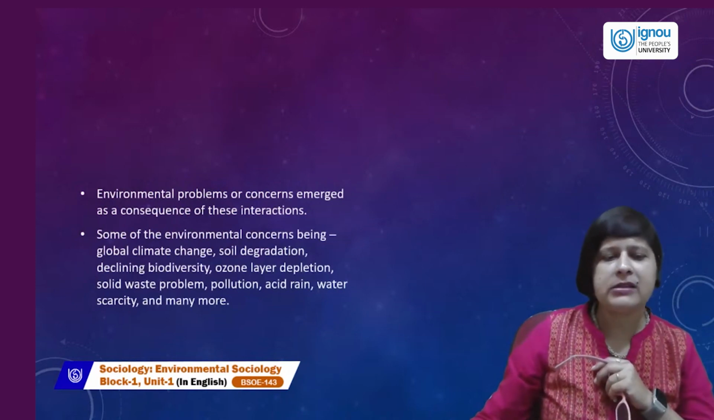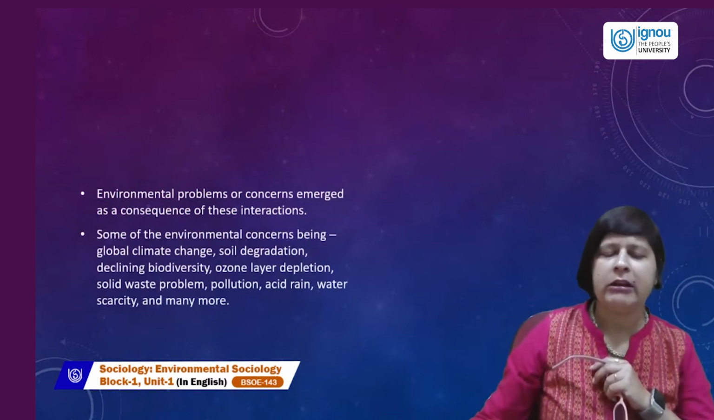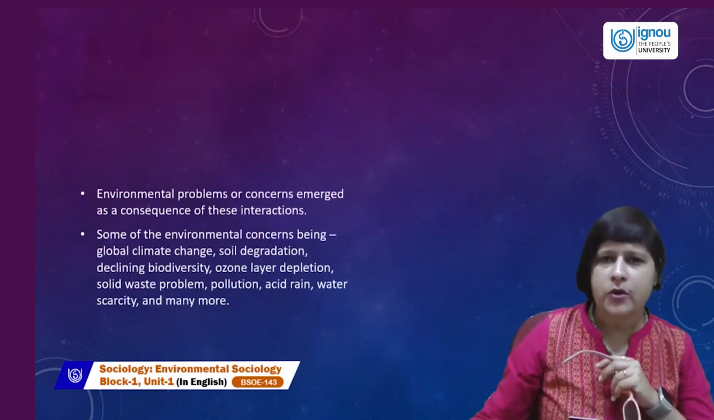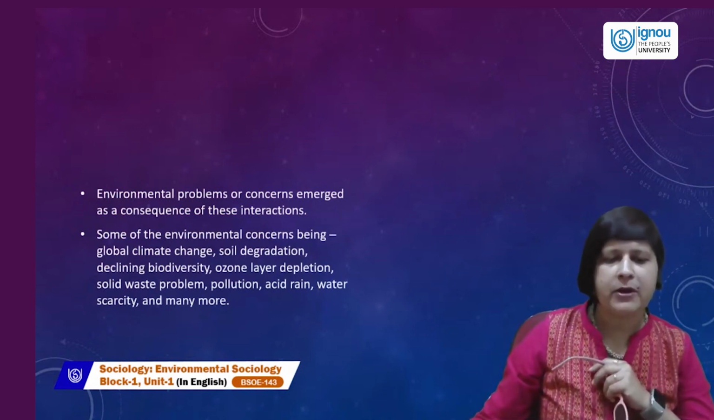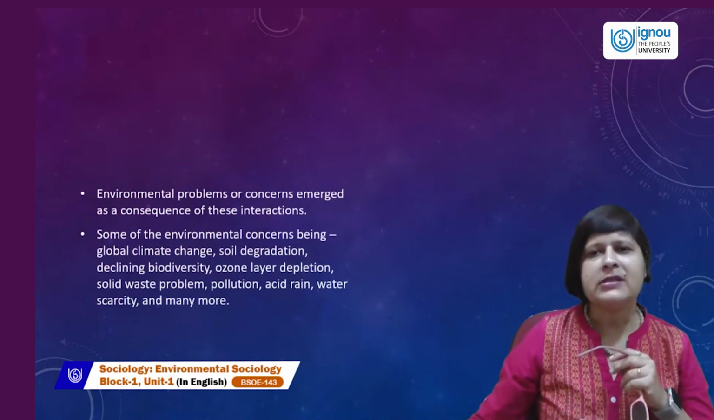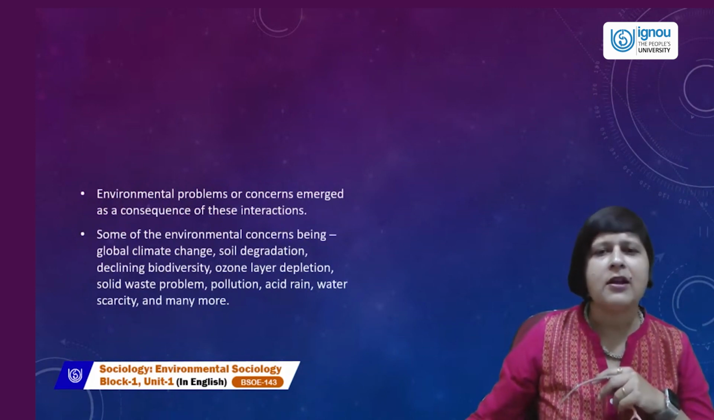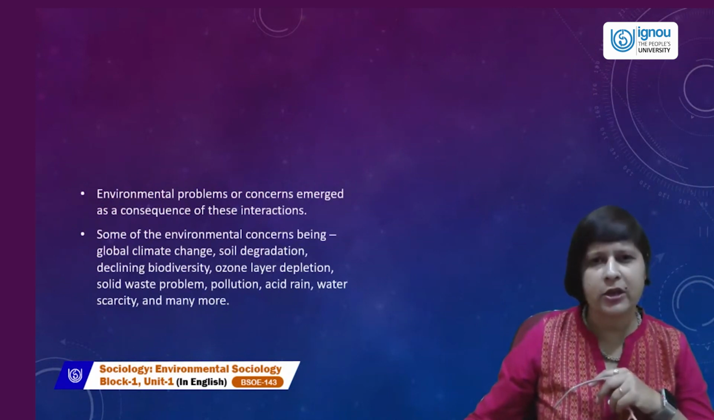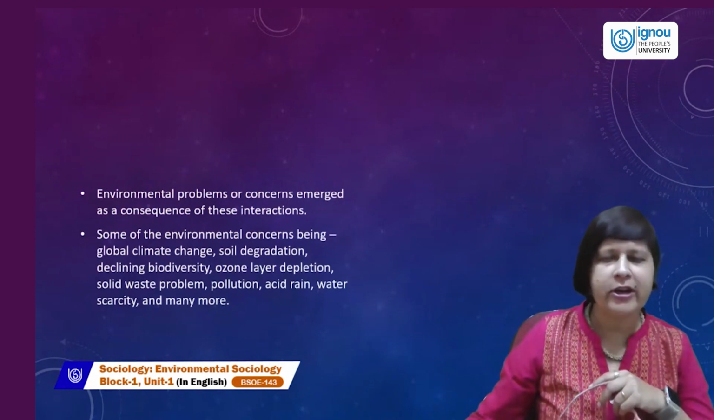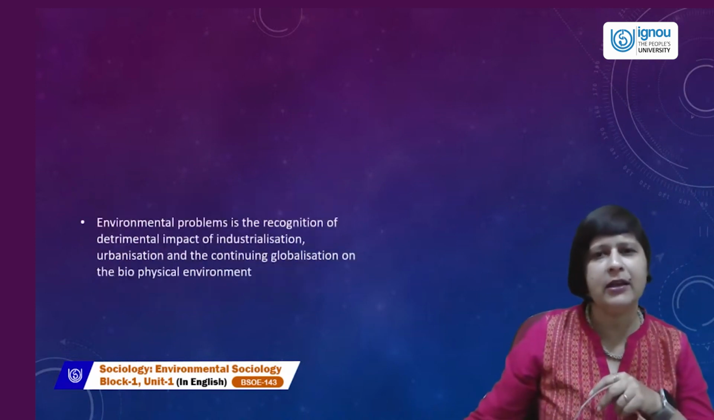Some of the environmental concerns are global climate change, soil degradation, declining biodiversity, ozone layer depletion, solid waste problem, pollution, acid rain, water scarcity, and many more. So this interaction impacts the environment drastically, right? And the consequences result in the form of soil degradation, ozone layer depletion, acid rain, water scarcity. All are the results of the interaction between society and the environment.